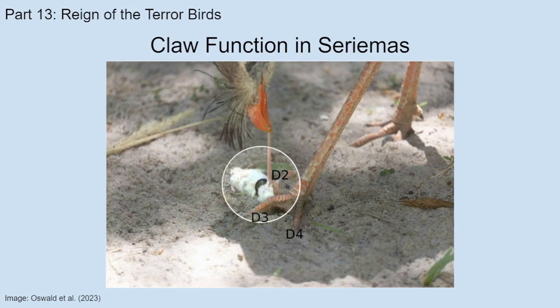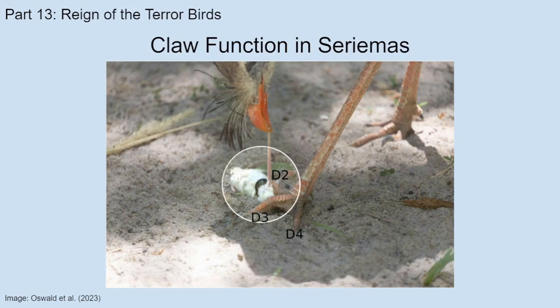And seriemas, even while they're walking, usually do raise the toe off the ground a little bit. Oftentimes the tip of the claw still comes in contact with the ground, and you can see this in their footprints and such. So it definitely is not a fully retracted thing, like we think that some of the dromaeosaurids were doing.